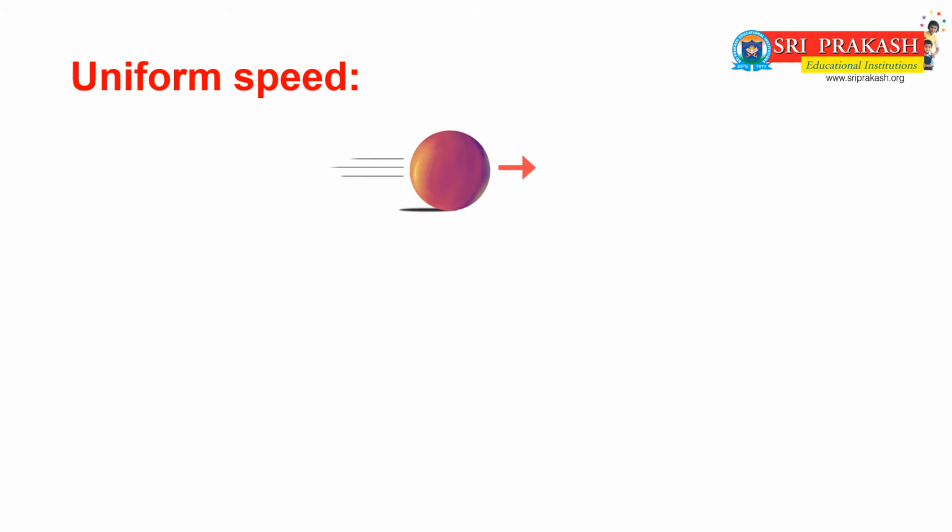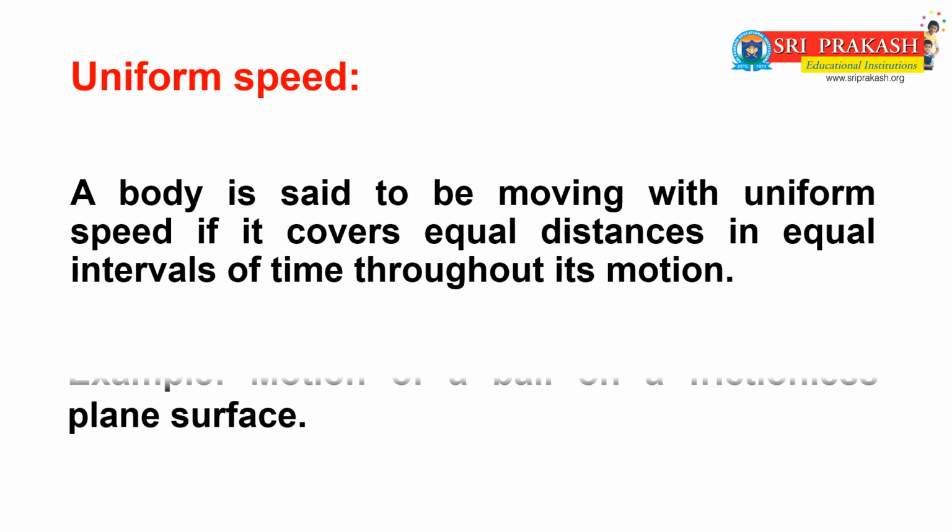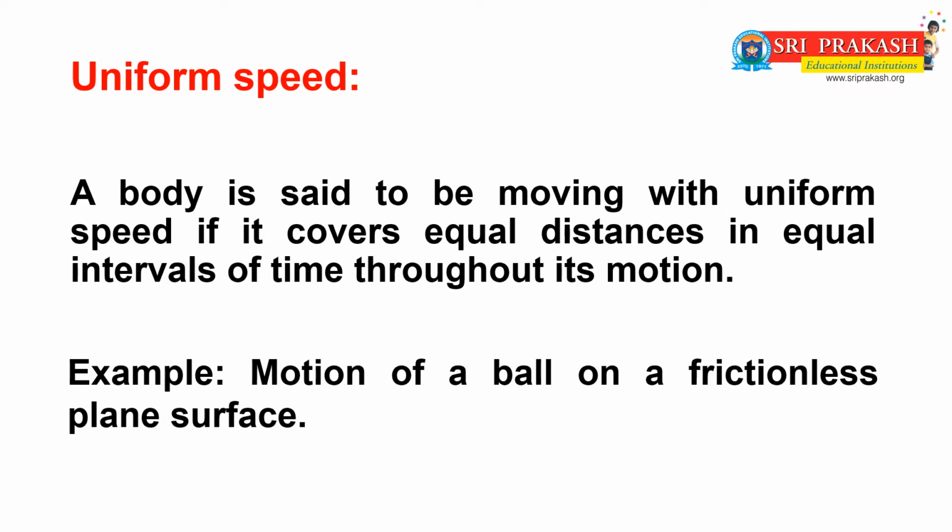Uniform speed. Consider a ball rolling on a smooth, frictionless surface. Since there is no opposing force, it covers equal distances in equal intervals of time, moving with uniform speed. So the definition of uniform speed is a body is said to be moving with uniform speed if it covers equal distances in equal intervals of time throughout its motion. Example, motion of a ball on a frictionless plane surface.